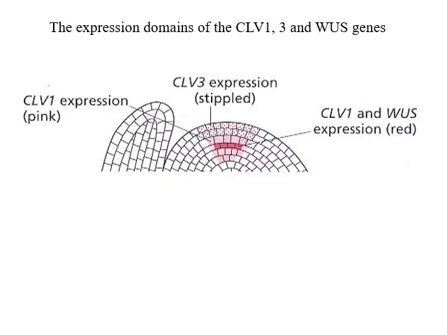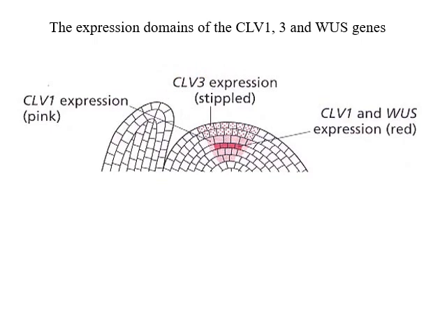This slide shows a drawing of the expression domains of the clavata 1, 3, and Wuschel genes. So this is the reproductive meristem, the inflorescence meristem, of Arabidopsis, dome-shaped like this, which has made a primordia here. It looks like a leaf primordia, but will develop into a flower later on. So it's not so easy to see that from real sections here. I summarized them in just one here.